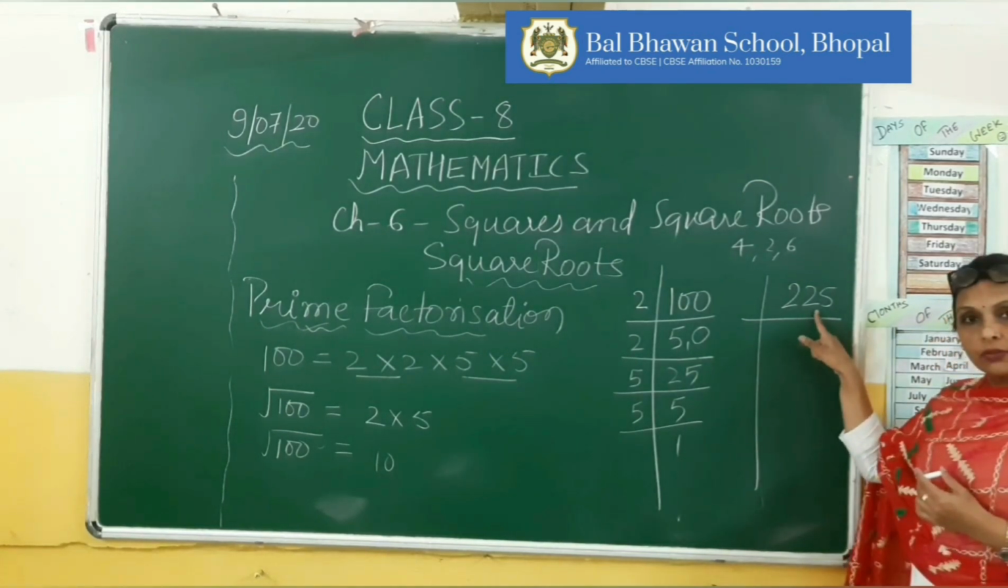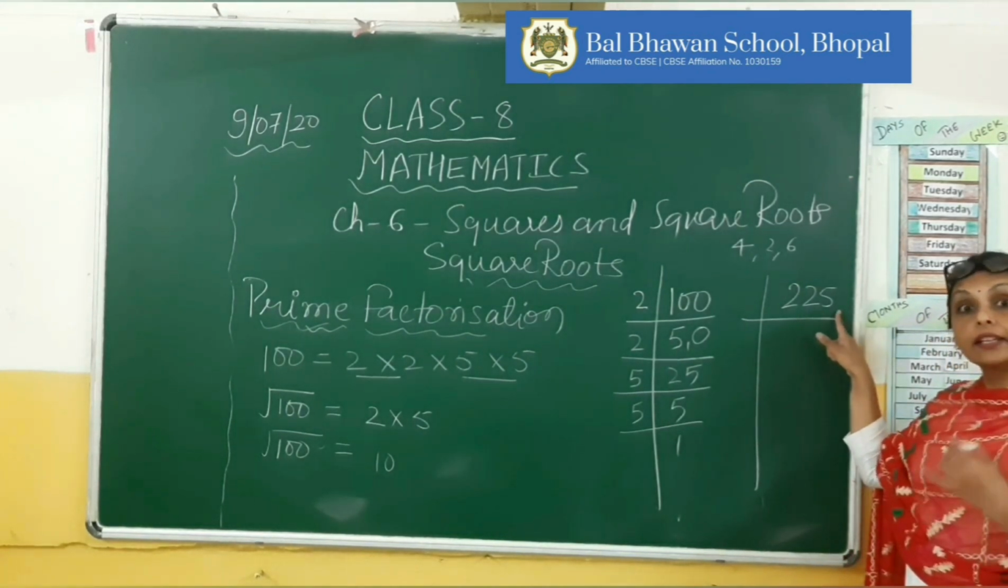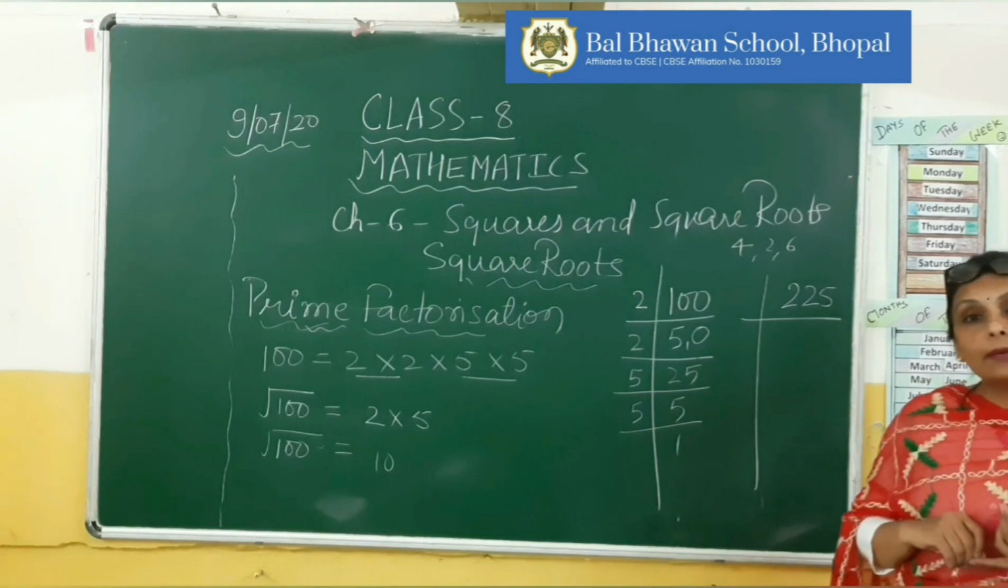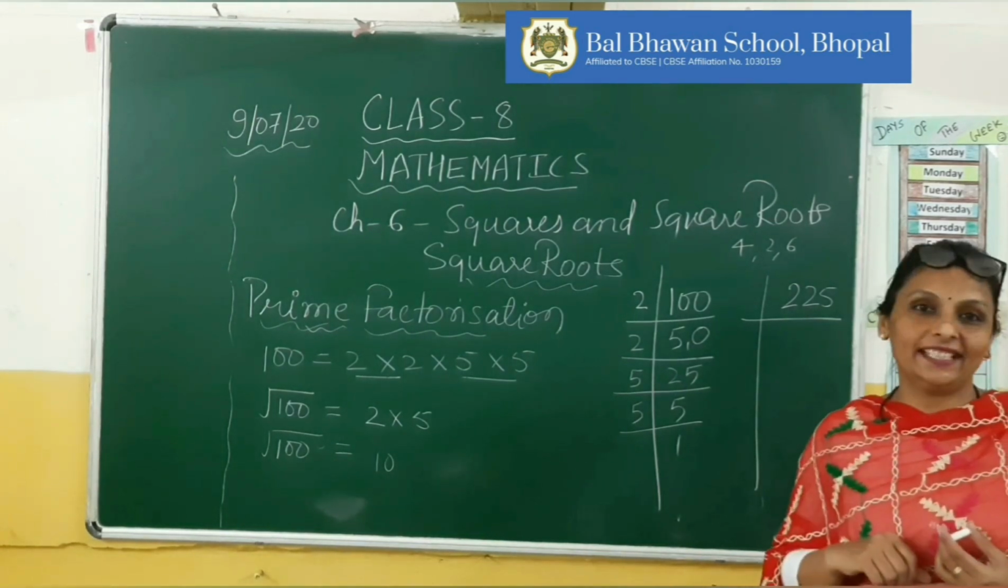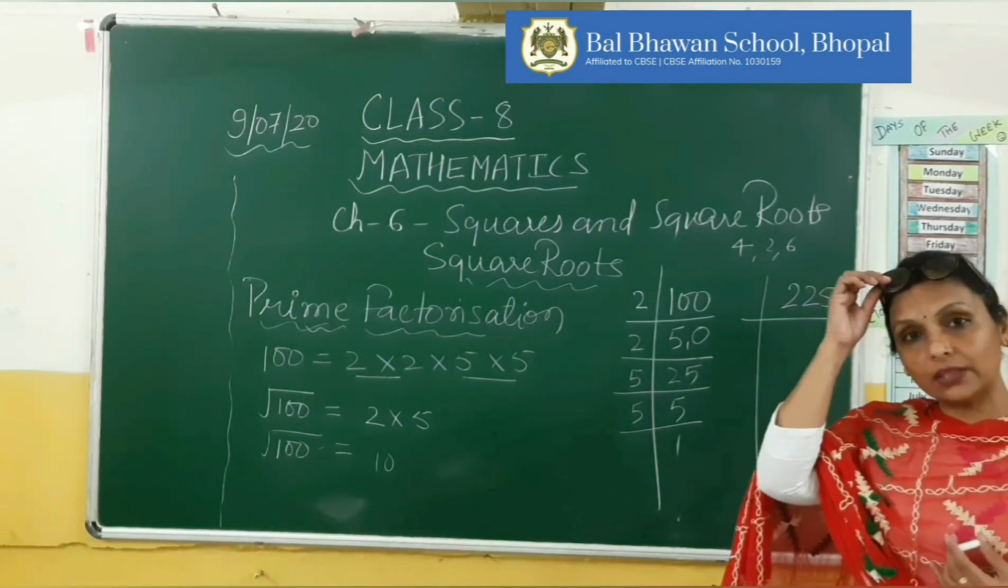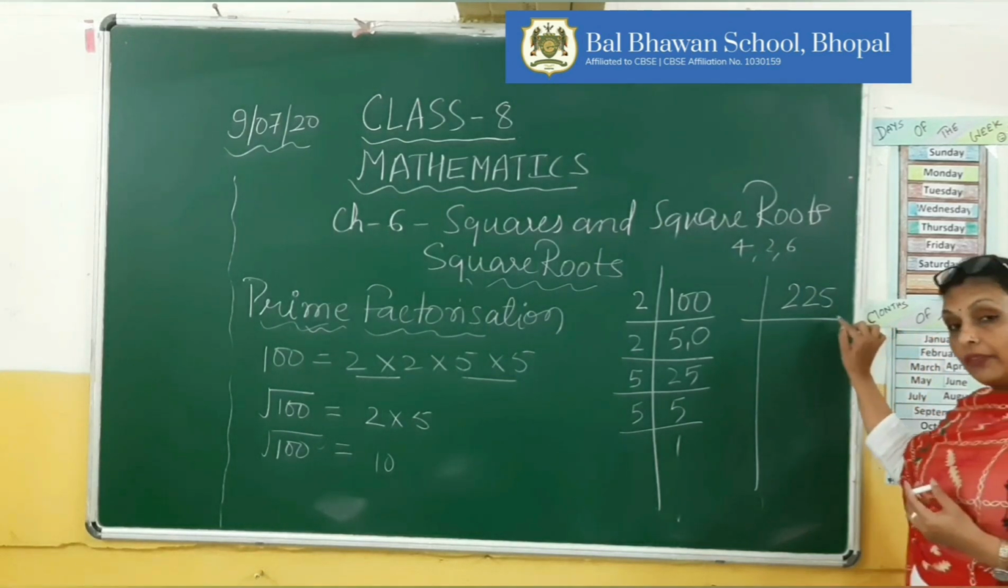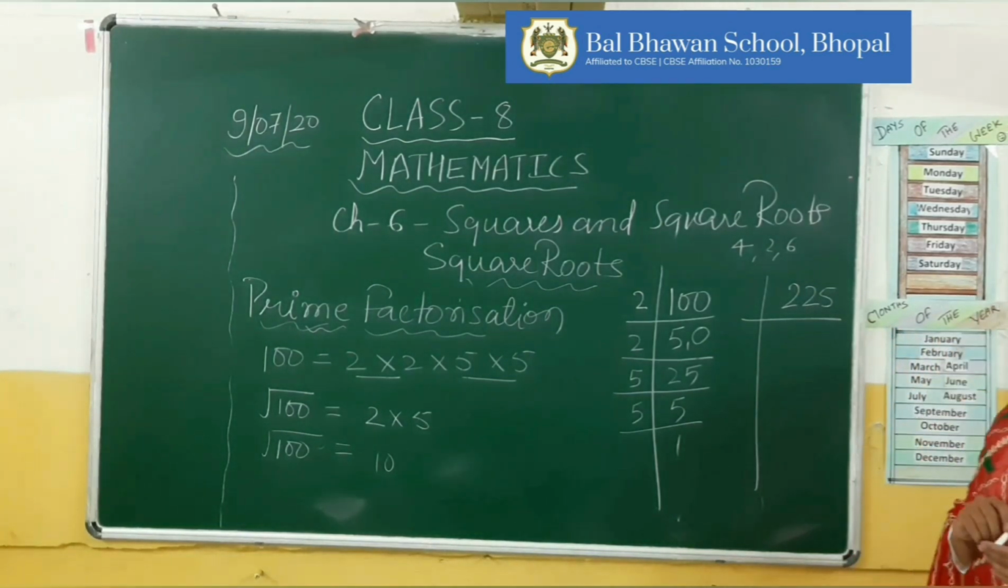2 plus 2, 4. 4 plus 5, 9. Is 9 divisible by 3, children? Yes. 9 is divisible by 3. That's why we will factorize this number by 3 first, right?